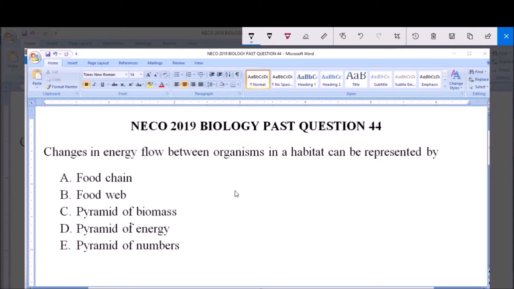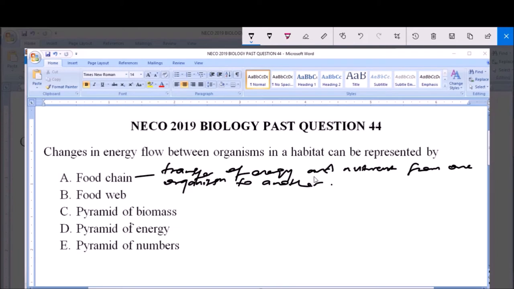Now option A says food chain. Now a food chain shows the transfer of energy and nutrients from one organism to another. That is a food chain.